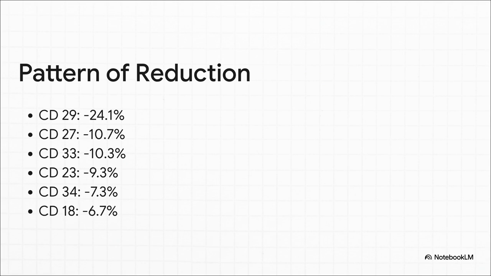Look at these numbers. Beyond that massive 24-point drop in CD29, you could see at least 5 other districts where the Hispanic voter share was cut down significantly, some by more than 10%. The analysis presents this as proof of a systematic plan to dilute Hispanic voting power across the map.